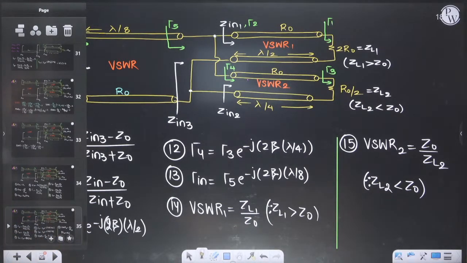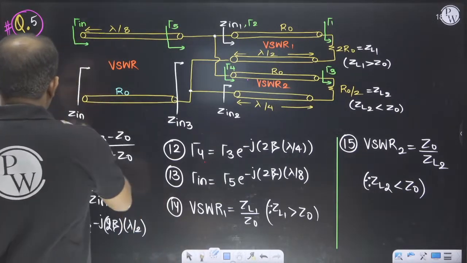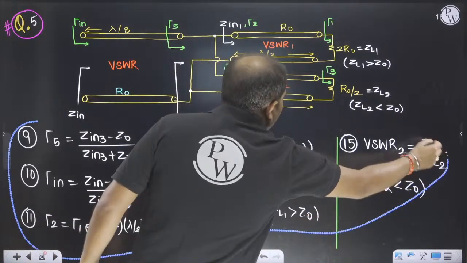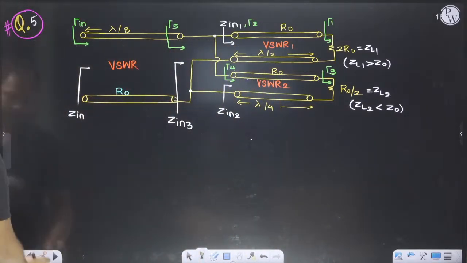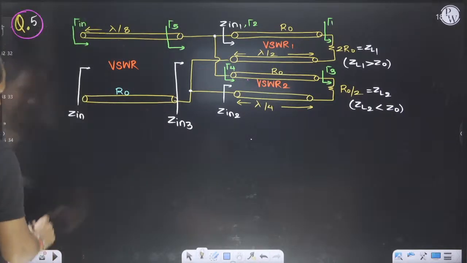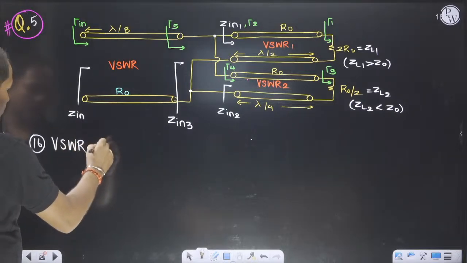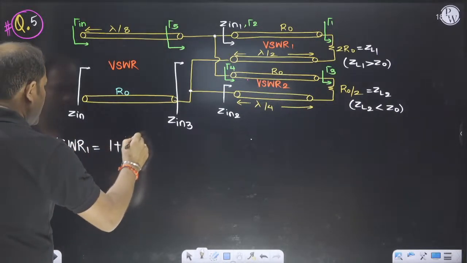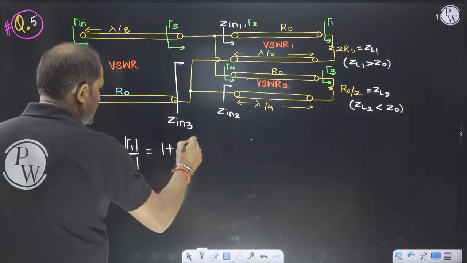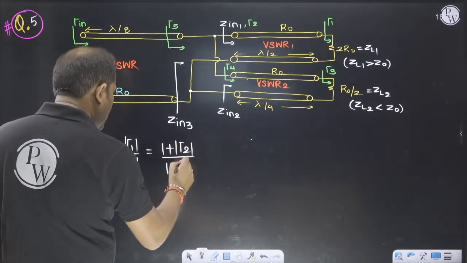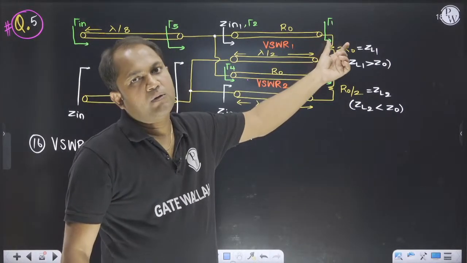Then we have the VSWR formula in terms of reflection coefficient. Number 16. VSWR 1 is 1 plus mod gamma 1 upon 1 minus mod gamma 1, and VSWR 2 is 1 plus mod gamma 2 upon 1 minus mod gamma 2.